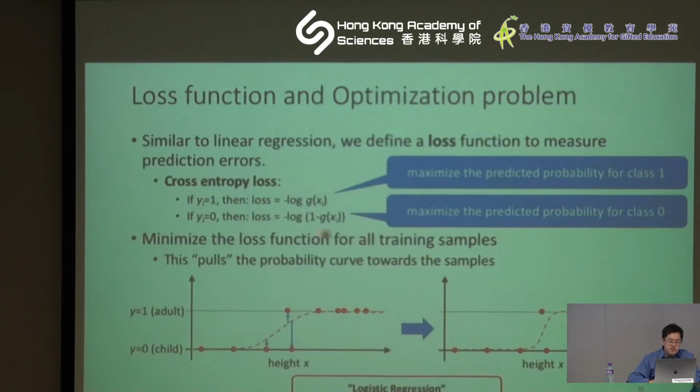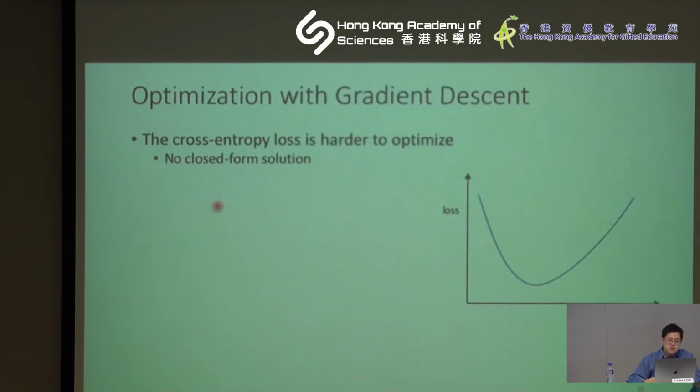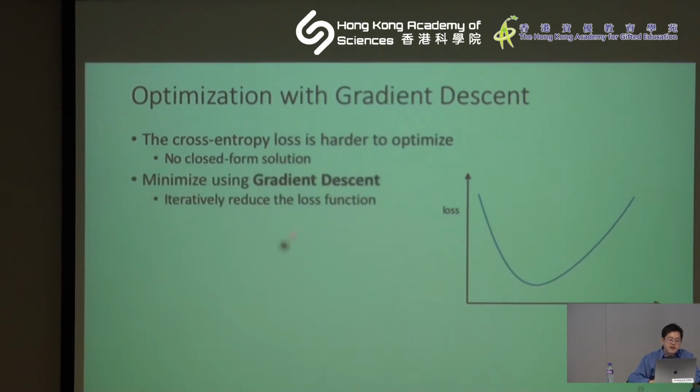Okay, so we have this idea of minimizing the loss function, this cross-entropy loss. The problem is that this cross-entropy loss is harder to optimize than the squared error loss that we use for linear regression. In particular, there's no solution that we can just write down in an equation form. That means we need to develop an optimization algorithm to find the minimum value of this loss function. And the algorithm that we use here is called gradient descent.